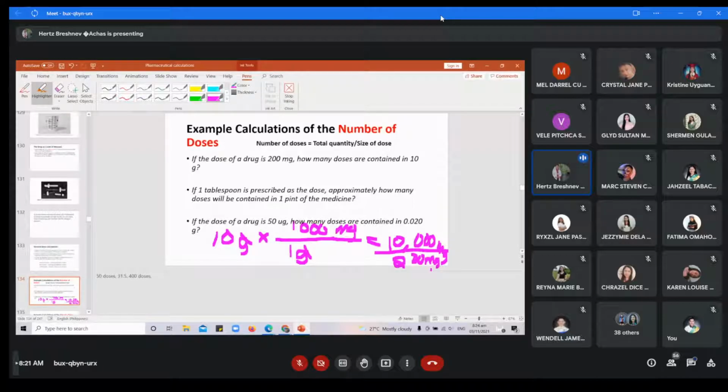Now always remember the meaning of size of the dose, the total quantity, and the number of doses. Because usually the students interchange the quantity, no? So be careful, comprehension. Divided by 200, and the answer is 50. So 50 doses.